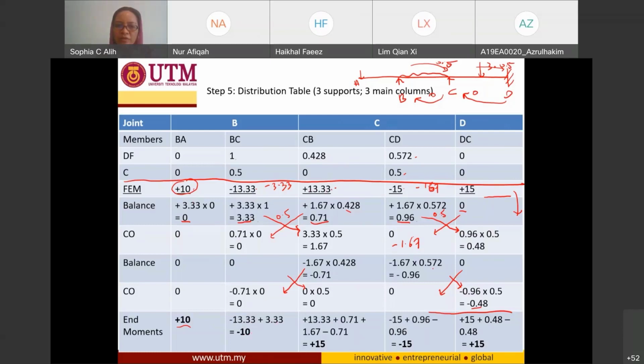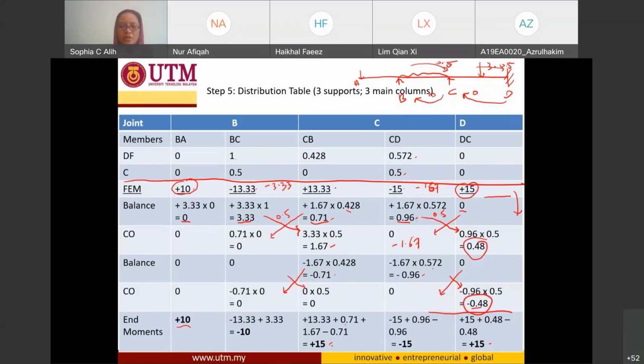And from here, you have this positive 13.33 plus 0.71. This is why plus 1.67, this is the one, minus 0.71, you get positive 15. And another member, for member CD, you have negative 15 plus this one minus this one, so you will have a total of negative 15. Now you have also positive 15, positive 0.48, negative 0.48, so you total everything, you get a positive 15.